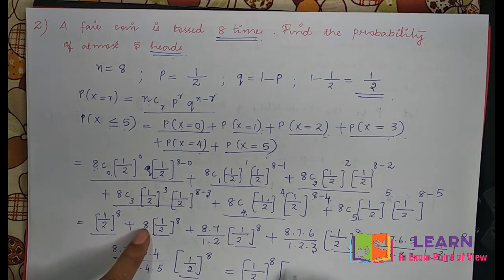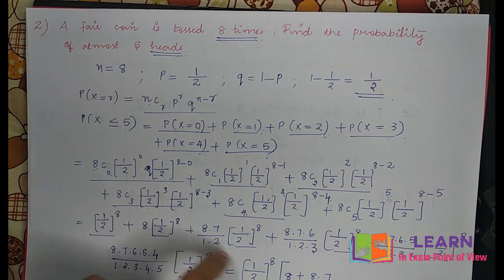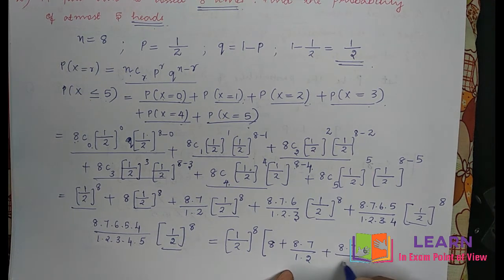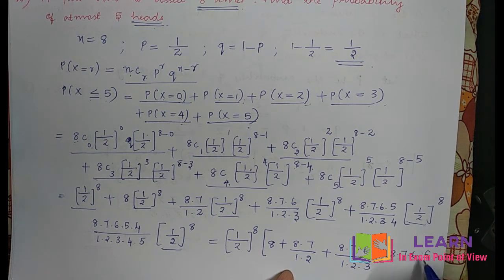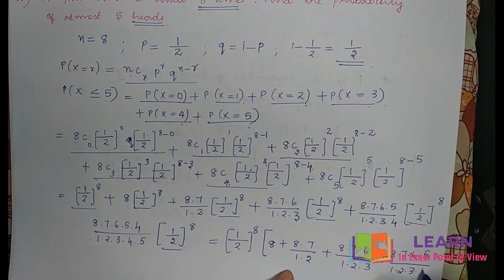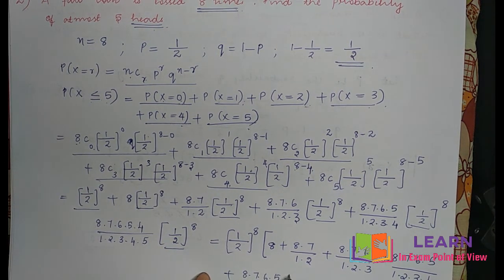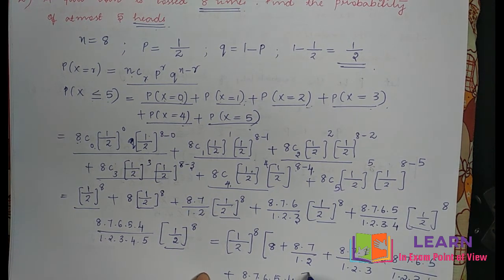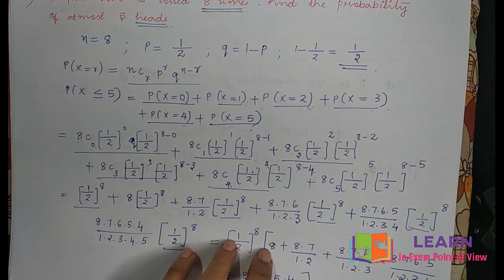Then simplify inside the bracket. 8 is there. Plus 8 into 7 by 1 by 2 is there. It is just a simplification that you can do, right? Just cancel the terms. Here 8 into 7 into 6 into 5 by 1 into 2 into 3 into 4. Last term plus 8 into 7, 6, 5, 4 by 1, 2, 3, 4, 5. Just simplify it, okay? Simplify this and for the final answer, check whether you are getting 184 by 256.